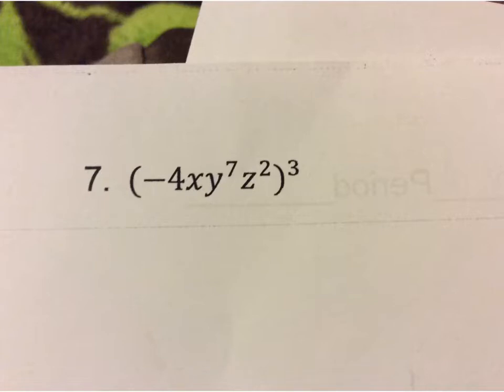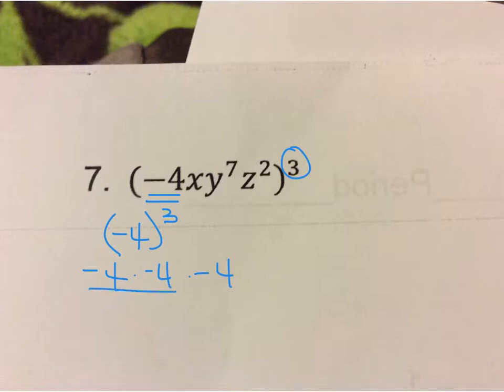Okay, number 7. This is a power to a power. So let's start with the coefficients. We have negative 4 to the 3rd power. So what that's really saying is negative 4 raised to the 3rd power, which is negative 4 times negative 4 times negative 4. So this is 16 times negative 4. That's negative 64. So there's my coefficient.